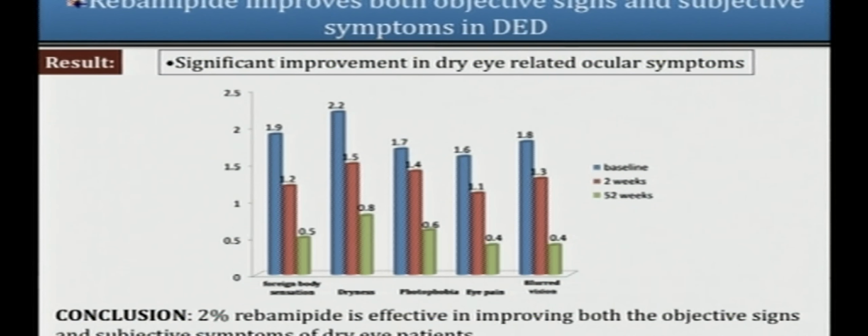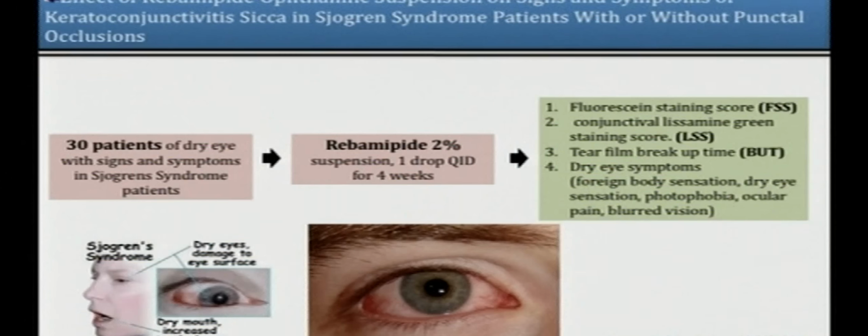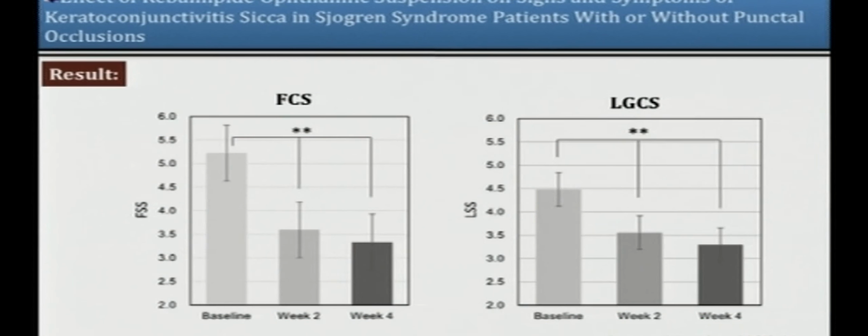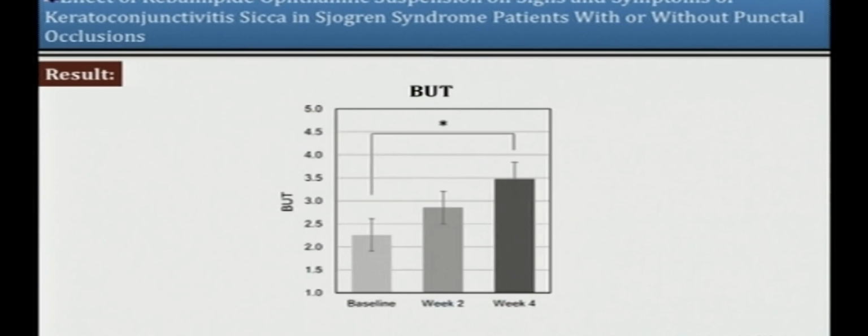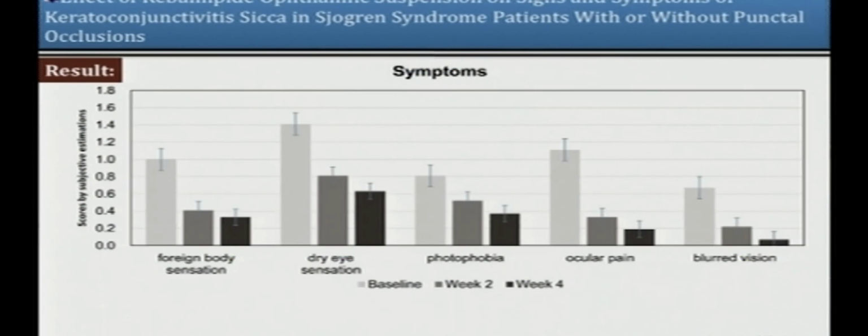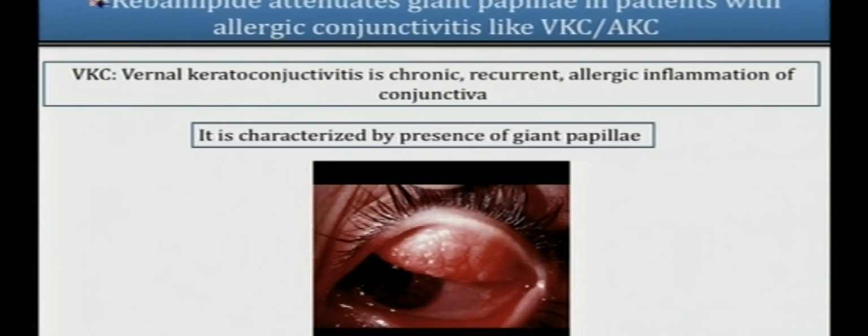So Rebamipide does improve the signs as well as the symptoms, and it works even in severe patients like the Sjogren's syndrome. Dr. Vanathi told you about how in very severe cases cyclosporin is of no use. So this tends to work. Important thing, it has to be put 4 times a day for 4 weeks minimum before you declare the drug as not working. So the same thing in Sjogren's, I'm going quickly through that it has the same effects as I showed you in the previous.